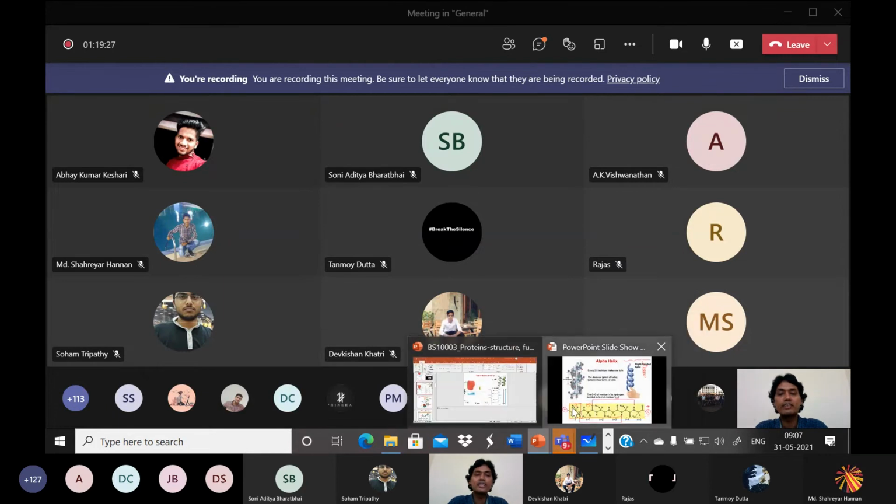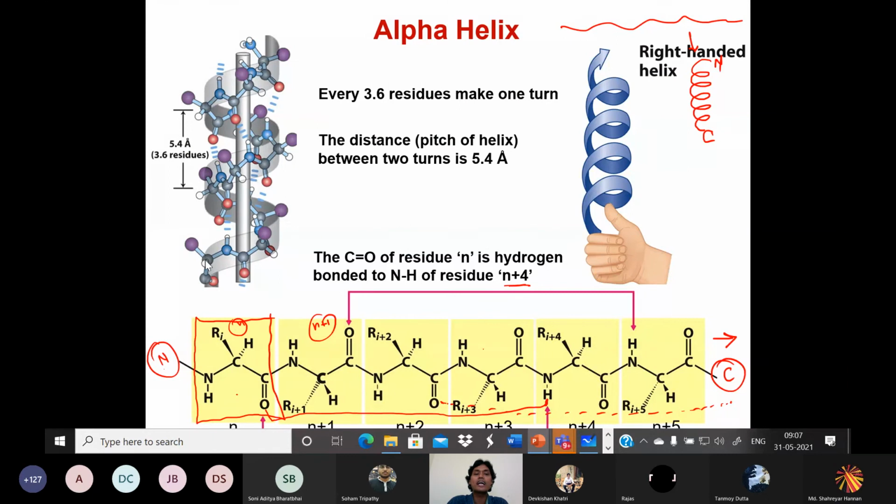If you see the figure here, this is the central carbon. The purple things are the side chains. This is the main chain, going like this and again making this kind of helix. Here there are 3.6 residues per turn. You cannot divide a residue that way, but when the same amino acids continue, the 360 degrees is covered. That's why we say 3.6 residues.